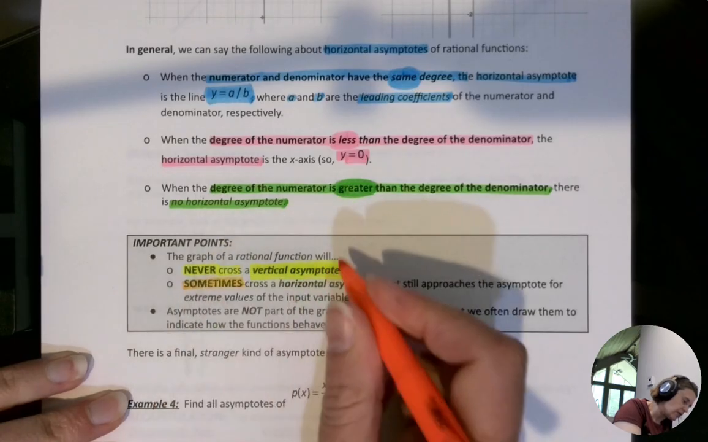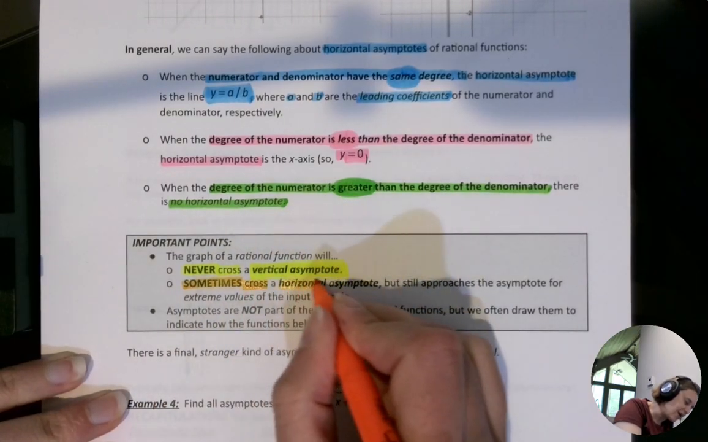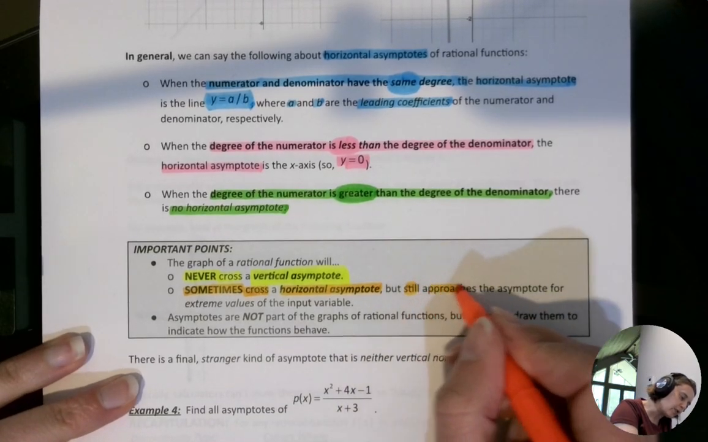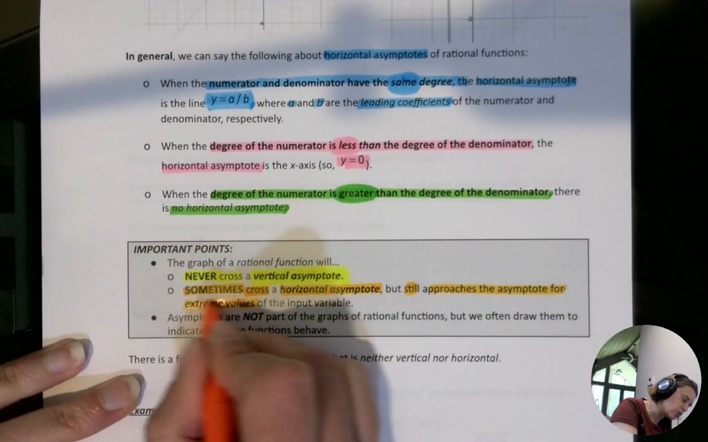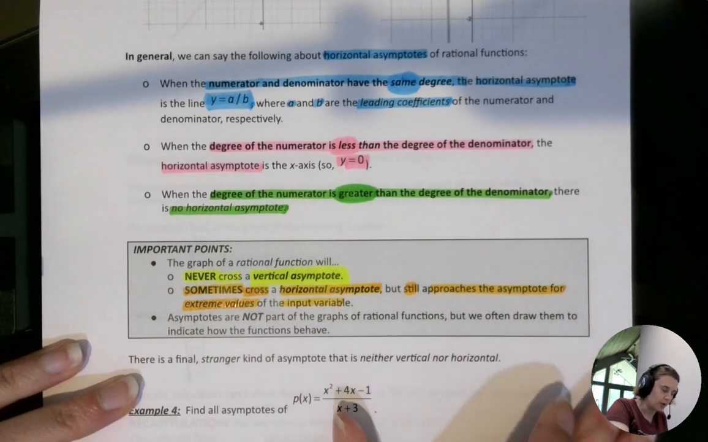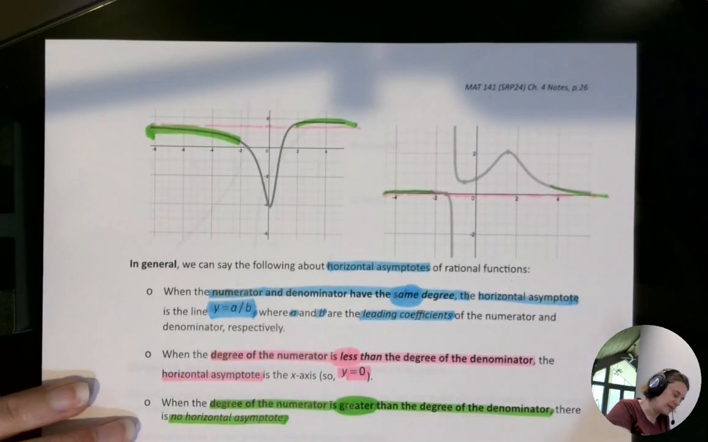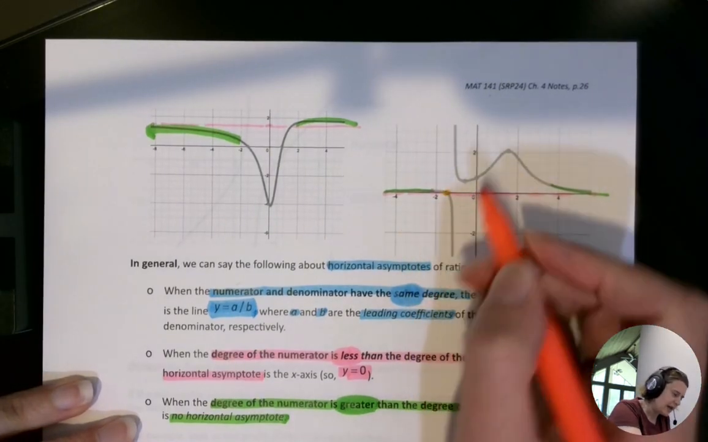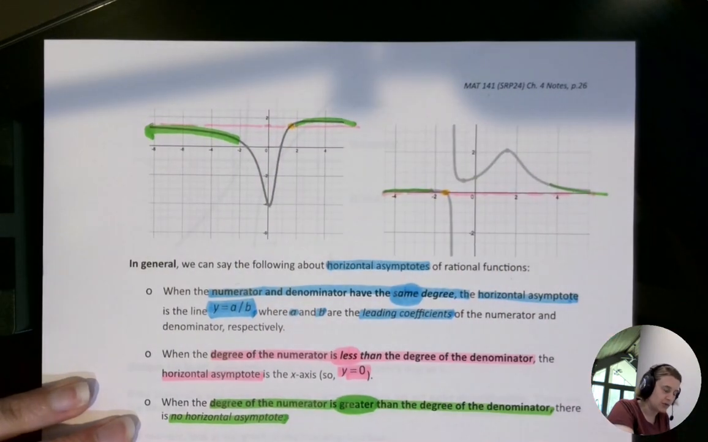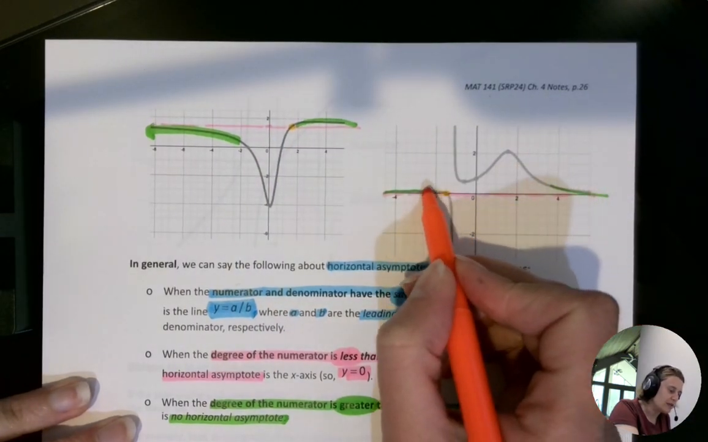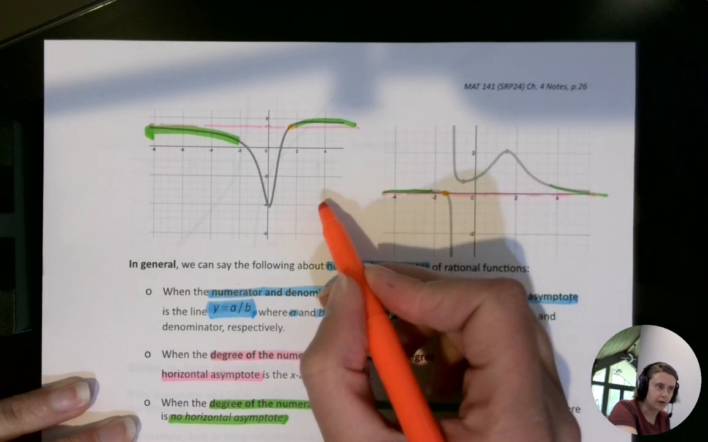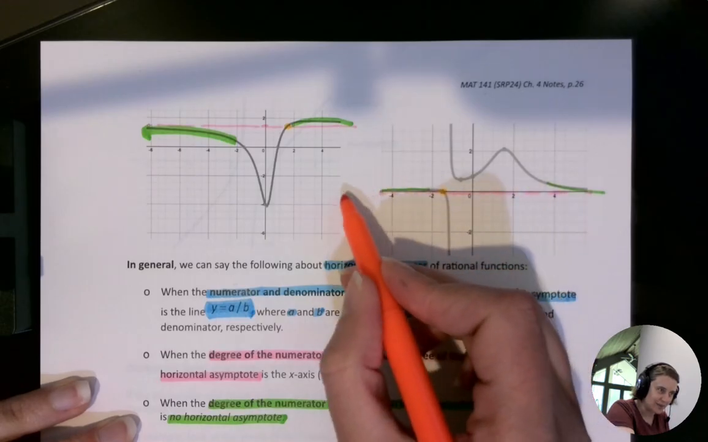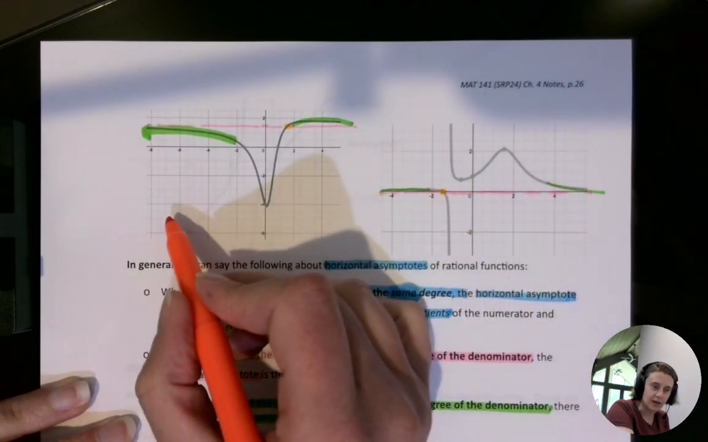sometimes the graph will cross a horizontal asymptote, but it still approaches the asymptote for extreme values of the input variable. So what we're saying in that example is, like right here, I do absolutely cross 0 right here, and I do cross 3/2 right here. But as the values get larger, I'm going to approach the value of the asymptote. There are even some really weird functions that cross lots of times and then level out at their infinite borders.